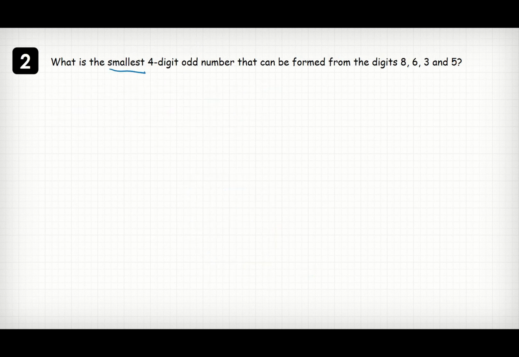What is the smallest 4-digit odd number that can be formed from the digits 8, 6, 3, and 5? Again, my strategy is to first find the smallest digit, the smallest 4-digit number. Okay, so I will arrange from small to big. I'm assuming that most of you can form the smallest 4-digit number just by observing the digits given. So 8, 6, 3, and 5, smallest digit is 3, followed by 5, followed by 6, and followed by 8.